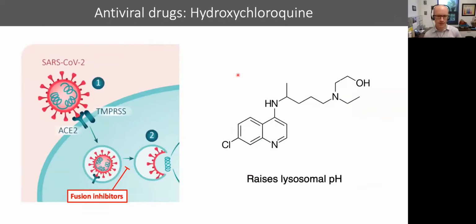So first, hydroxychloroquine. You've probably all heard about hydroxychloroquine in the news. What I want to do is talk a little bit about its mechanism. So hydroxychloroquine is a drug that's been used to treat malaria for quite a while, as well as a number of other diseases. It has a number of different effects in the body, not all of which are well understood, but one of them is that it increases the pH in the lysosome or the endosomal pathway.